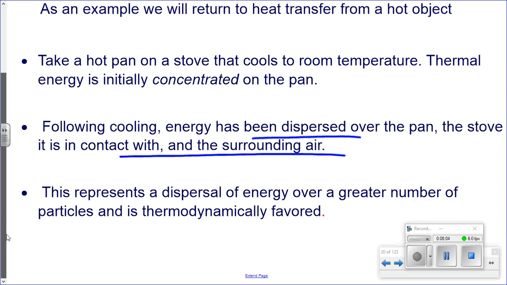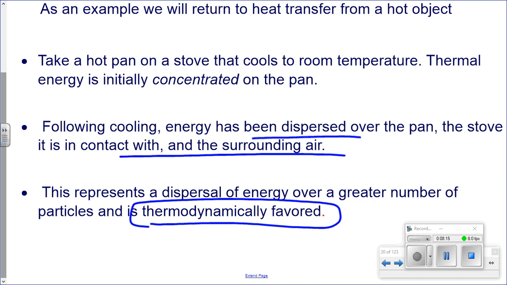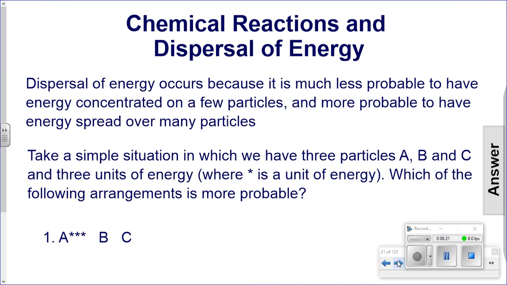So the dispersal of energy is something that will naturally happen. That is a spontaneous process. Therefore, entropy increases, and that is a thermodynamically favored thing. We want that. That is something that's going to happen automatically, okay? Thermodynamically favored means something that is going to happen.